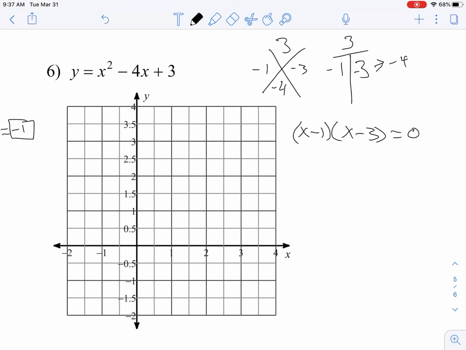Our zero product property rule tells us that we can set each equal to 0 and solve. So x equals 1 and x equals 3. And essentially what I did, I said this 0 here, I made that, right? In our original equation, it's y. So if I made y 0, x is 1.